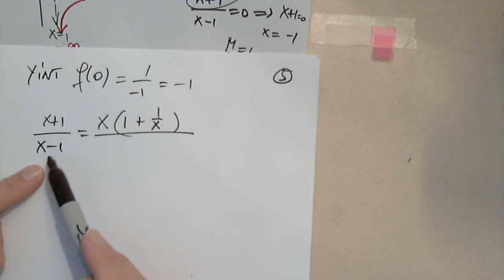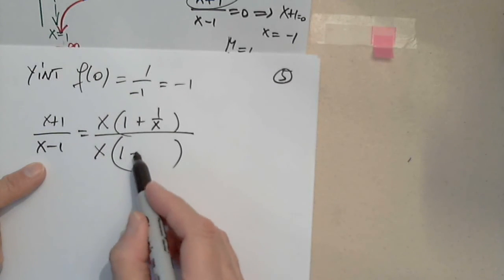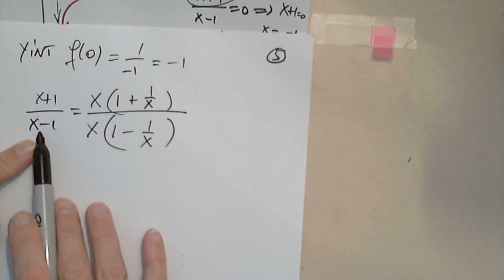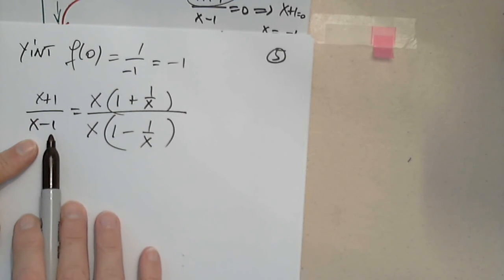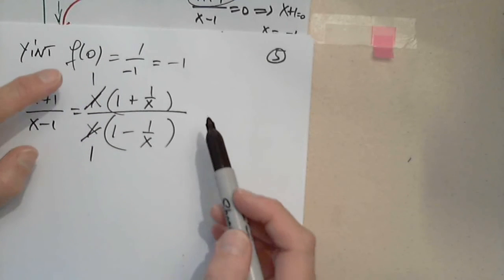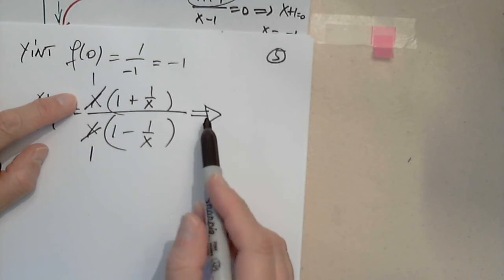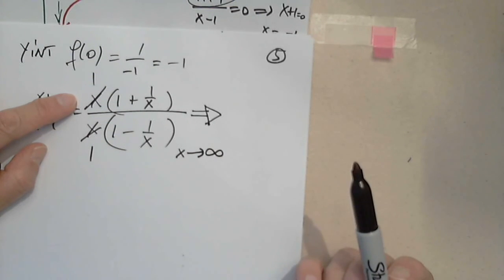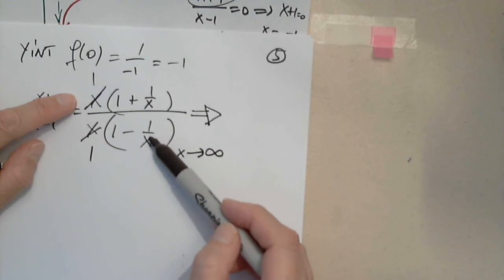I will repeat for the denominator, factoring out x like the numerator, so then I have 1 minus 1 over x. Is this true? Yes, it is. X times 1 is x, times negative 1 over x is negative 1. I will simplify these two, and then I'm going to ask you, where does this go as x approaches infinity or negative infinity? Well, this is 1 over 1, but let's see where these go.